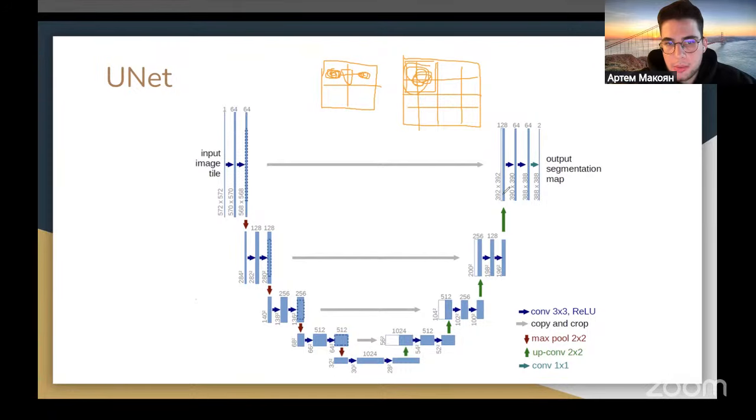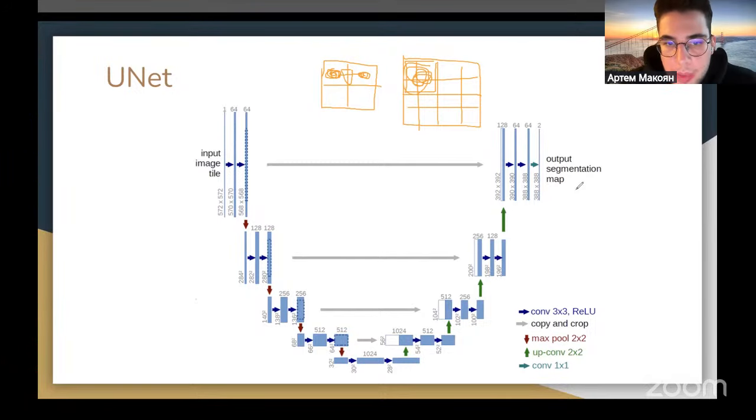Why is it good? Because if we have size 64 by 64 and want a big number of channels, this will take much more memory than if we have size 2 by 2 with the same big number of channels. So this trick helps us to get a big receptive field with a big number of channels, and then go up and obtain the segmentation map.